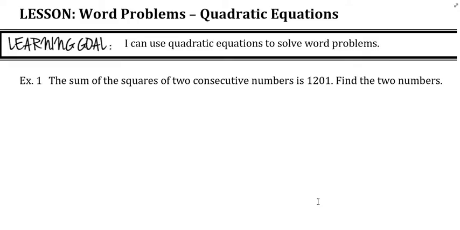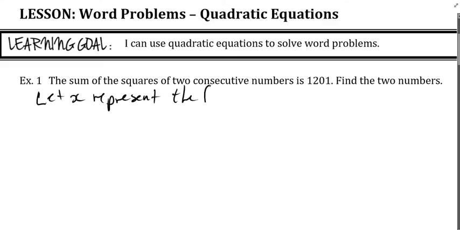So let's start with our let statement. Let, we're going to use x in this case. We don't always represent the first number, I'm going to say. In this case, it's totally safe to say the first number. In some cases, you just want to say one of the numbers. If you can, avoid saying the bigger one or the smaller one, because sometimes that actually makes it harder and causes you to make a mistake. But in this case, the first number is fine.